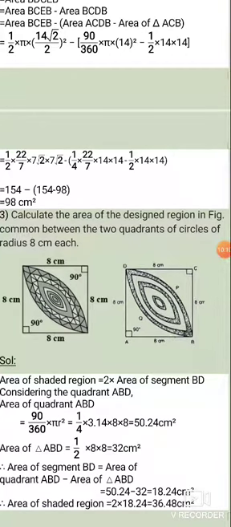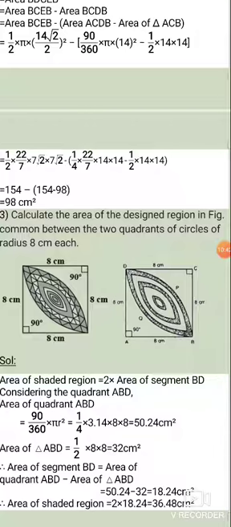Now area of the segment BD is equal to area of the quadrant ABD minus area of the triangle ABD. That is 50.24 minus 32, which is equal to 18.24. Now area of the shaded region is equal to what? Twice of that. So that BD only here. So that is only one part.